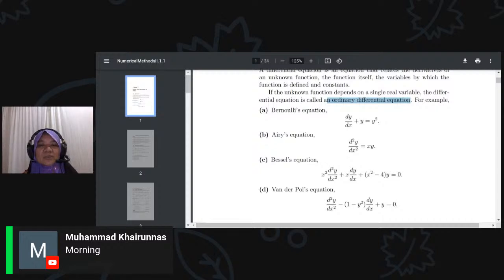Now the second is the Bessel equation. You can see here it is second order. You still remember, we have higher orders of the ordinary differential equation: first order, second order, third order. So this is the first order of the ODE. This one is a second order ODE.